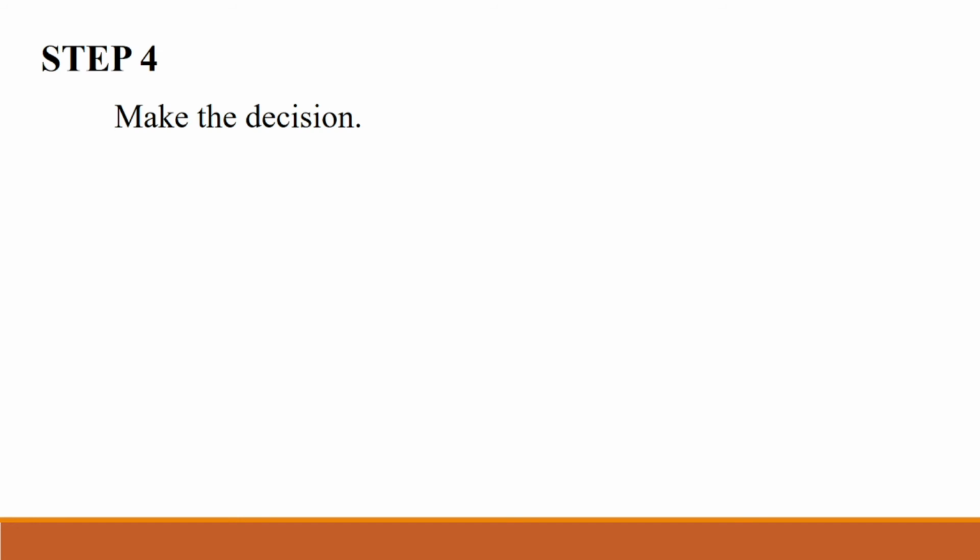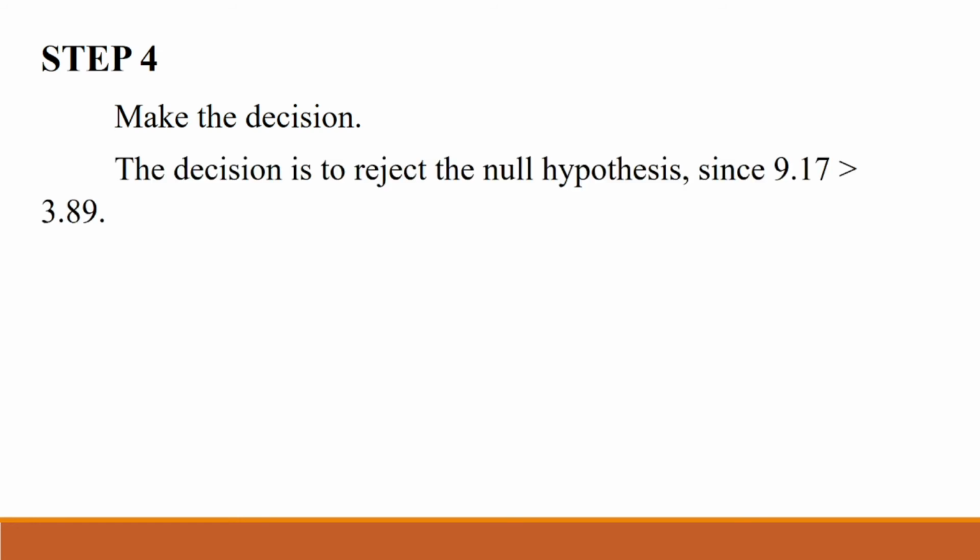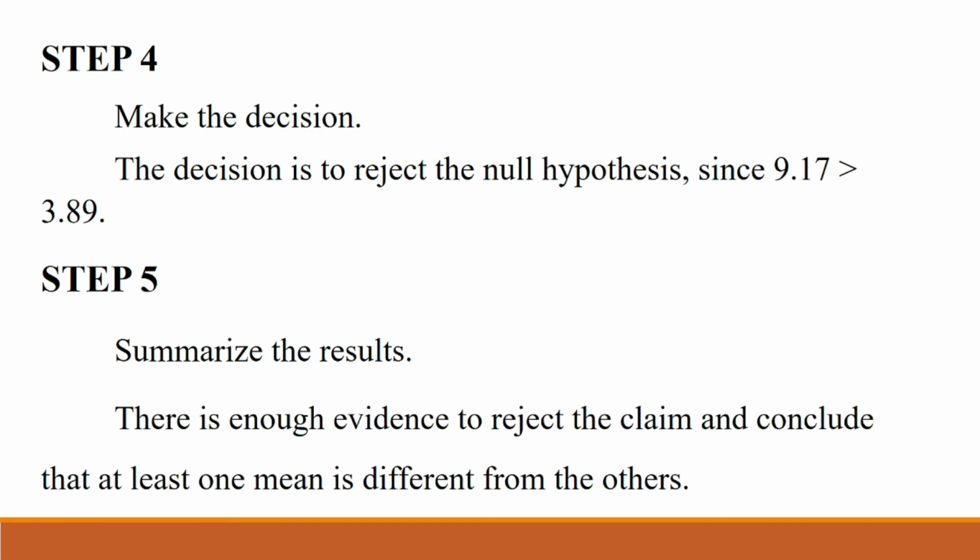So, for step 4, make the decision. The decision is to reject the null hypothesis since 9.17 is greater than 3.89. For step 5, summarize the result. There is enough evidence to reject the claim and conclude that at least one is different from the others.